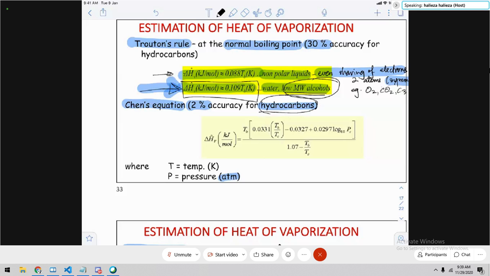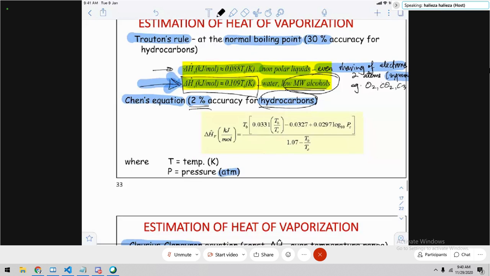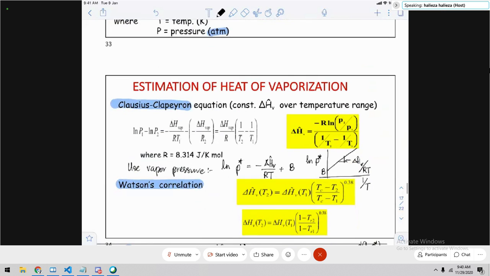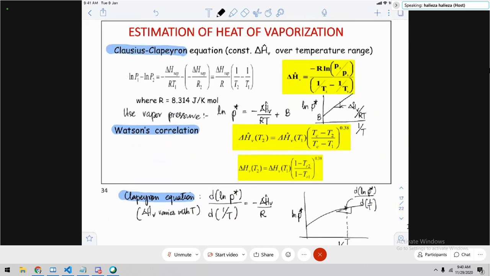Any question? It's specified here that the accuracy of 2% is only for hydrocarbon. So any questions? Okay, no question, I assume. So now let's look at Clausius-Clapeyron. The textbook. Where is Clausius-Clapeyron?